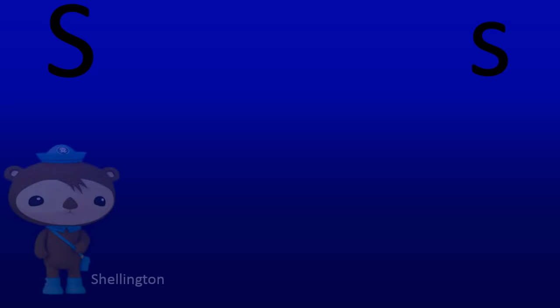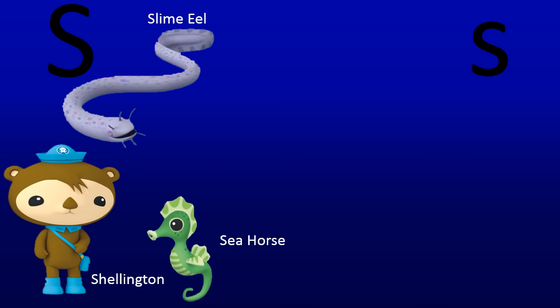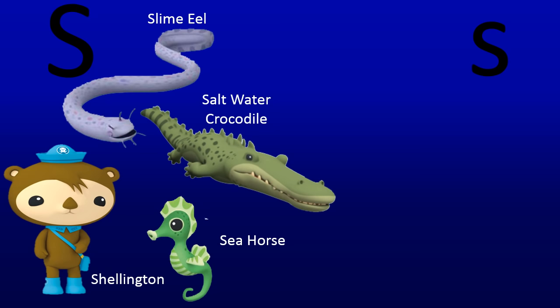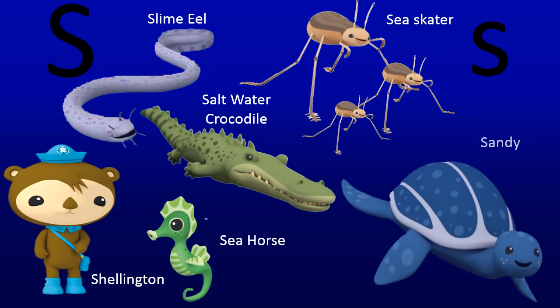At the letter S, we saw lots of creatures. I wonder if you spotted them all. We'll start with Dr. Shellington. There was the slime eel, the seahorse, the saltwater crocodile. We saw some sea skaters, and there was also Sandy. Did you remember all of them?